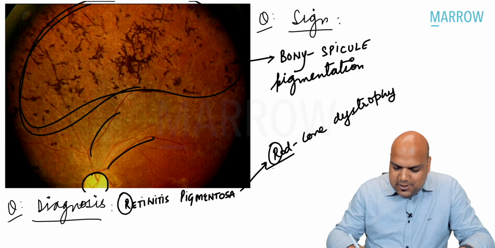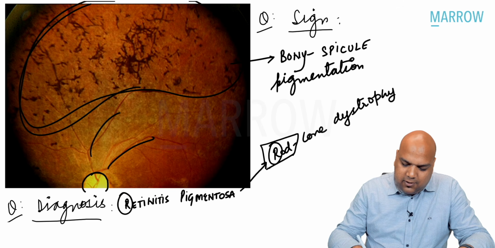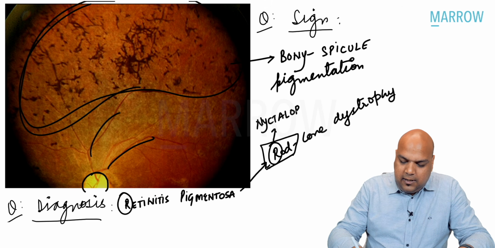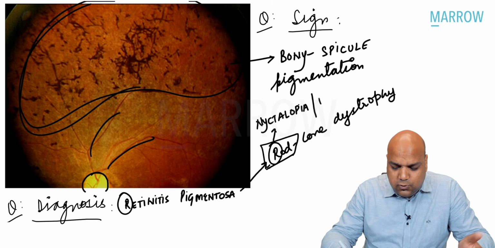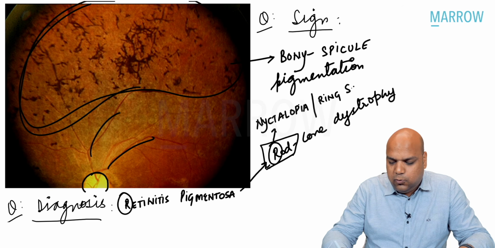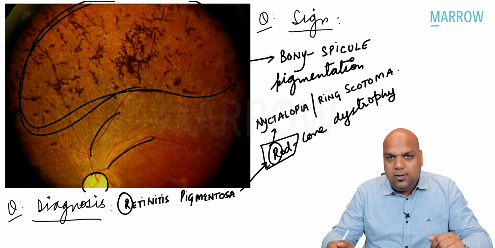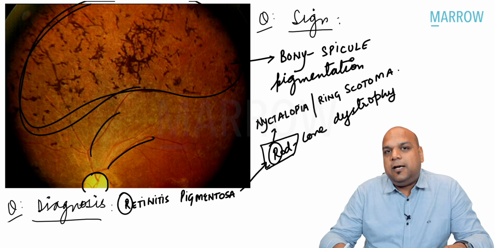But rod cells are responsible for night vision. So if I have a rod cone dystrophy, the problem I will have is nyctalopia. And obviously, the famous names along with that, the scotomas. What are the scotomas? The name is ring scotoma, donut scotoma, tunnel vision, and so on. We already know all that, right? And that's a quick revision of the retinitis pigmentosa image.